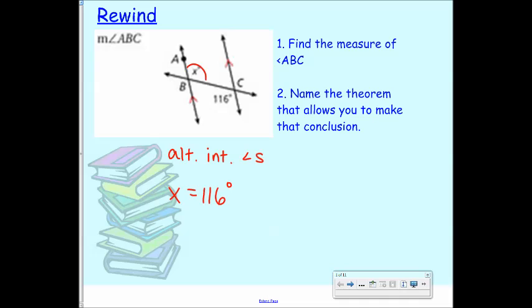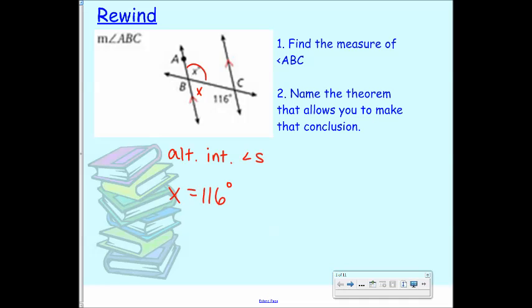What if I had put x here? Then what would you have done to find x? Subtract from 180. Why? Because what's the relationship here between these 2 angles? Same side interior. And same side interior is the only one that's different, right? Same side interior adds up to, what's the word we use for that? Supplementary. All the other angle relationships are what? Congruent. If and only if these 2 lines are parallel.